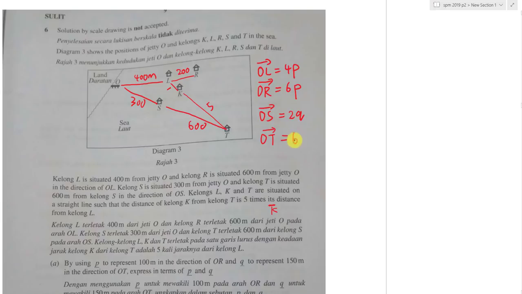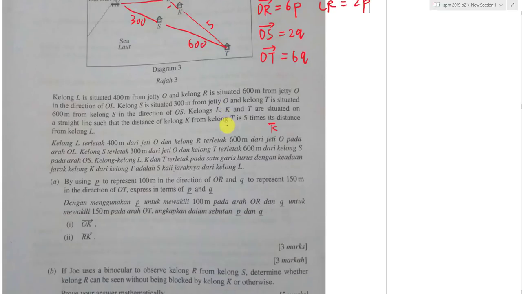Okay, so it will be 6Q. Just in case I need ST, I will write down ST as well. So ST is just 4Q. And just in case I need LR, I will write down my LR also. My L to R is 2P. This is almost all the vectors I can get from there, and then I believe later I might need to find the LT as well, but let's do it step by step.